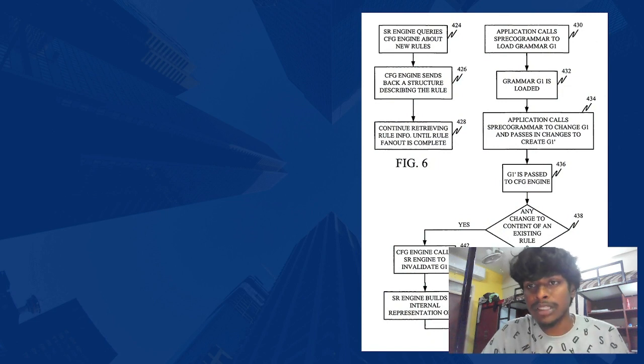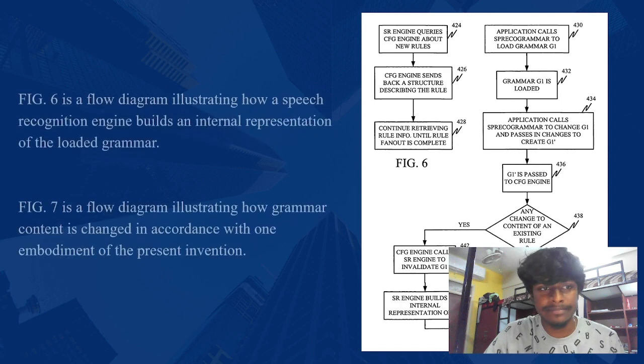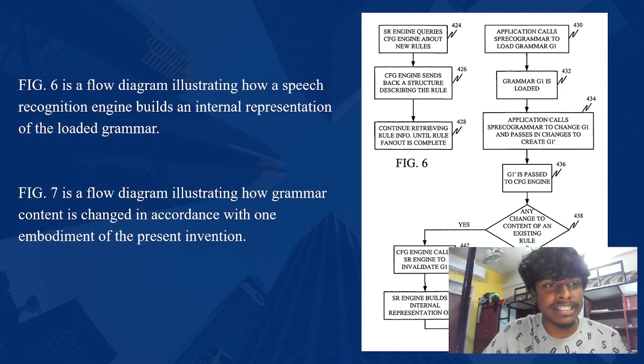And this is what the flowchart shows, as we can see in figure 6. So what I have said is represented in flowchart manner in figures 6 and 7. Figure 6 describes a flow diagram illustrating how a speech recognition engine builds an internal representation of the loaded grammar. As we can see, 424, 426 and 428, so it's going in an order. And figure 7 is a flow diagram illustrating how grammar context is changed in accordance with an embodiment of the present invention.